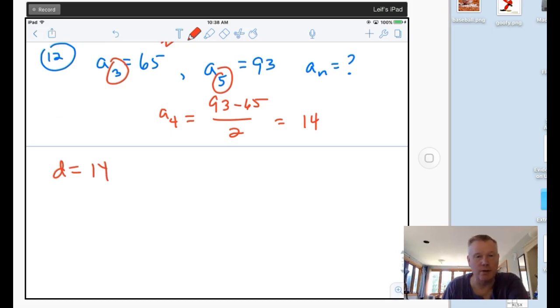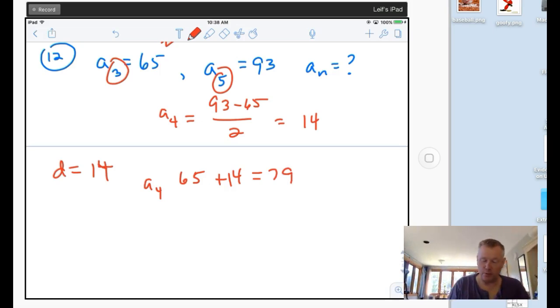And then I'm going to look to make sure, are they going up or down? Well, 93 is bigger than 65, so they're going up. So 14 will be positive, not negative. Which means if I take 65 and I add 14, this would give me a of 4, which in this case is 79, okay?